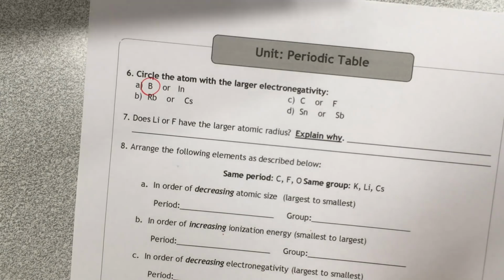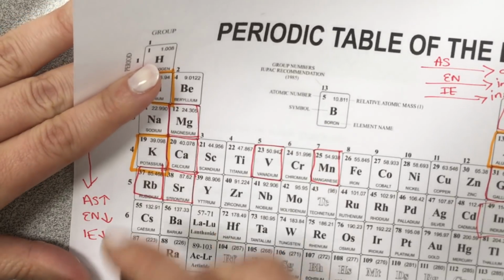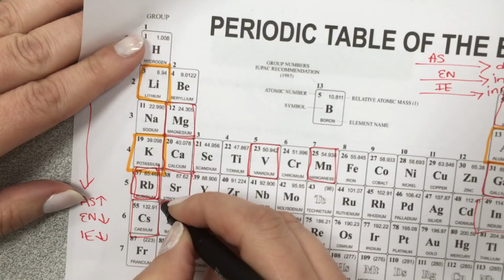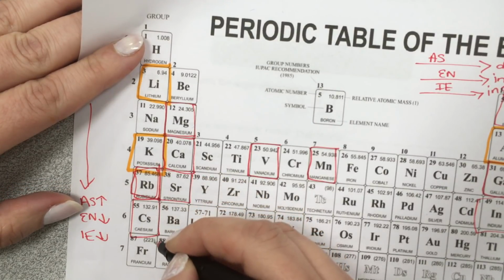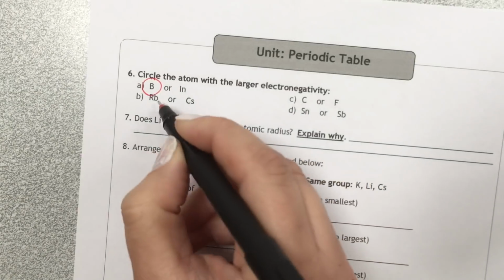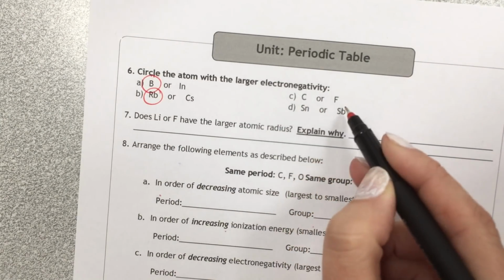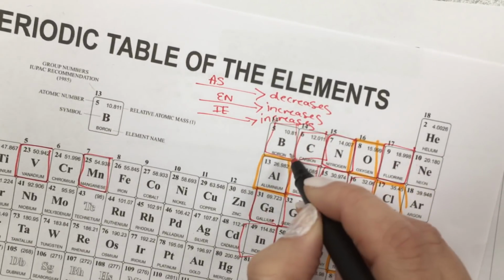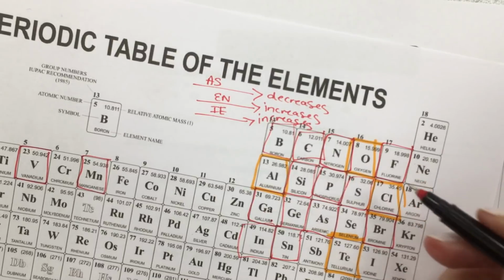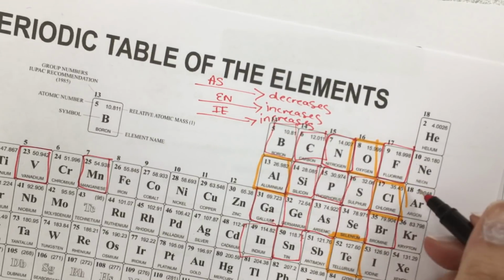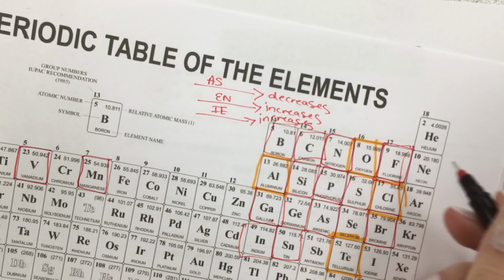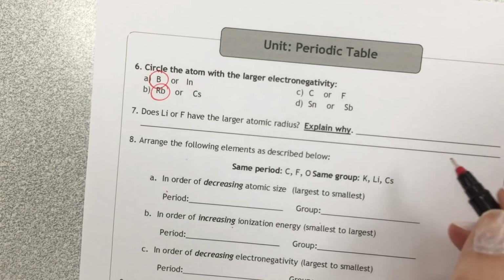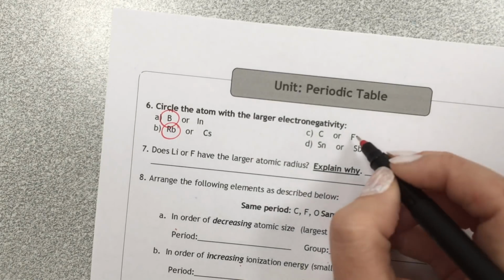Okay, rubidium or cesium, so here or here. Electronegativity decreases as you go down. It wants the larger one, so rubidium is the larger one. Carbon or fluorine. It increases as you go to the right, so fluorine is more to the right, and fluorine has the highest electronegativity, 4.0. You may want to know that for the test.